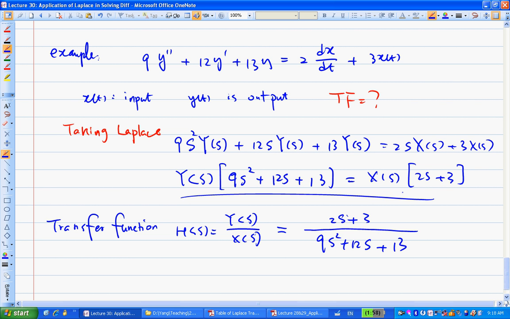So I'll explain what exactly this transfer function will do for us, and how that is connected to the impulse response in the next lecture.